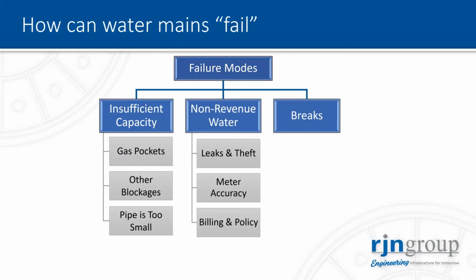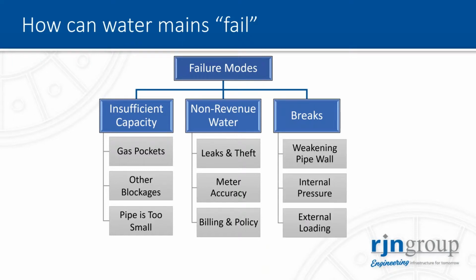The first is leaks, lots of different sources of leaks. We'll talk about that in a second. Could have theft. We do see that here in the US. There's issues with meter accuracy, as well as billing and other policy decisions within the utility to address what water you're charging for and who doesn't pay for water.